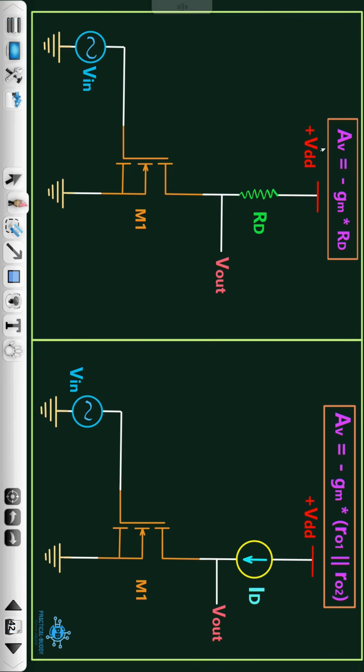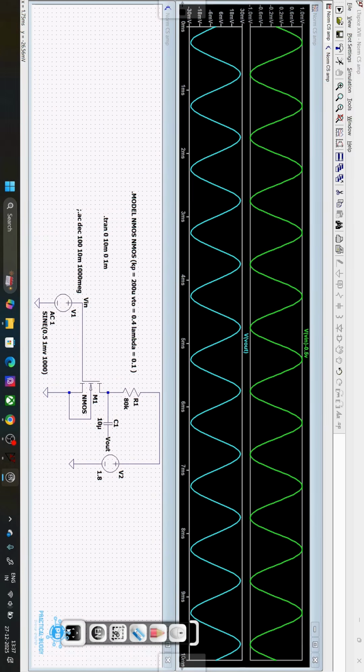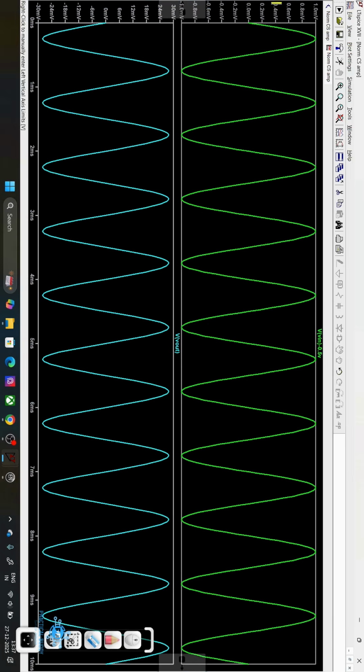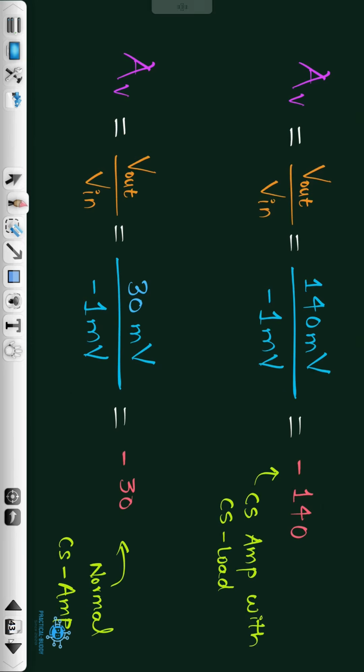Now let's focus on the gain of this CS amplifier. As you can see, this is a normal CS amplifier, and again I'm providing 1 millivolt to its input side, and then let's verify the output signal. So this is the 1 millivolt input signal, the green color, and the output signal is the blue one, and of course it is 180 degrees out of phase with respect to the input, and it is approximately 30 millivolts. So when my input signal is minus 1 millivolt, I'm getting an output signal of 30 millivolts, and when I substitute it in the formula for gain, I'm getting a gain of around minus 30.